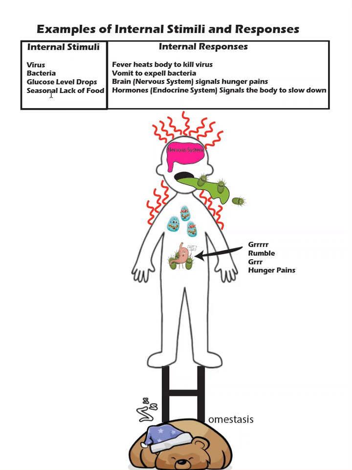If the bear is experiencing a seasonal lack of food, then the internal response would be hormones from the endocrine system. If you remember, anytime we talk about hormones, we're talking about the endocrine system. Hormones from the endocrine system signal the body to slow down. It slows the heartbeat, it slows the breathing, it shuts off the hunger pains, and it allows the bear to sleep the entire winter without even eating. During the spring, it will return to its normal state.